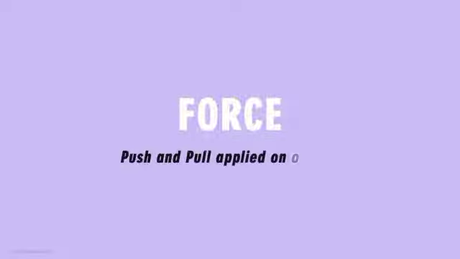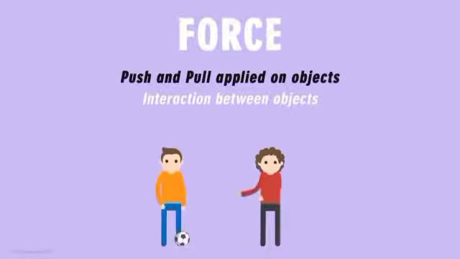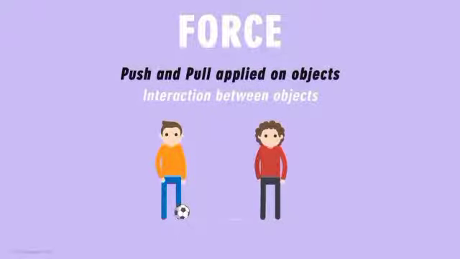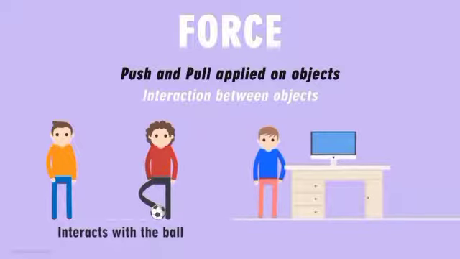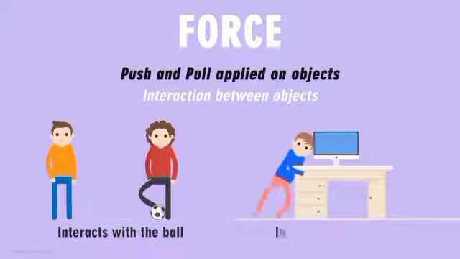So we can safely say at this point that forces are nothing but the push or pull applied on objects. Forces are due to interactions between the bodies or objects. What does it mean? Let's go back to our first example of this video. Here, in order to pass the ball to his teammate, the player must move it. That is, he must interact with the ball to move it in the direction of his teammate. He interacts with the ball by kicking it. The ball and the player interact with each other.